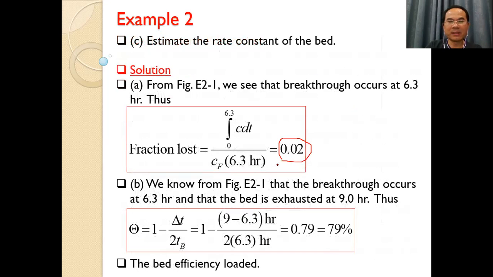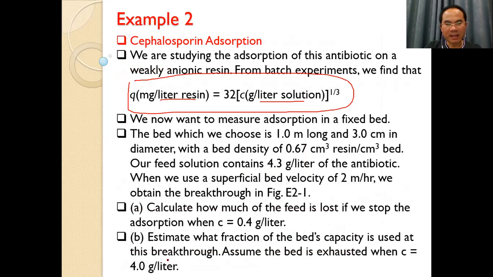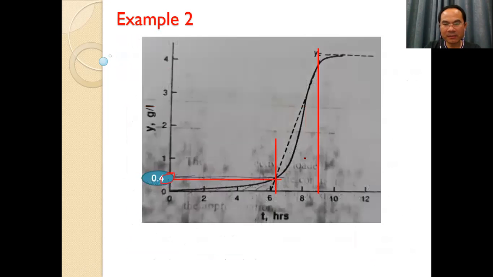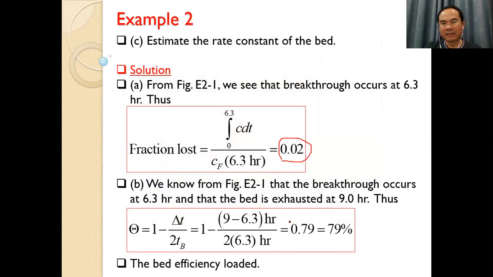The bed capacity. For this case, you can use the equation that's the same as the previous example. 1 minus delta T divided by 2 TB. Delta T for this case, the time at C equal to 4. You have to calculate what is the TE at 4.0 gram per liter from the curve. That's right. It's approximately 9 hours. This is the TE. You get TE is 9 hours minus previous time is 6.3 divided by 2 multiplied 6.3.